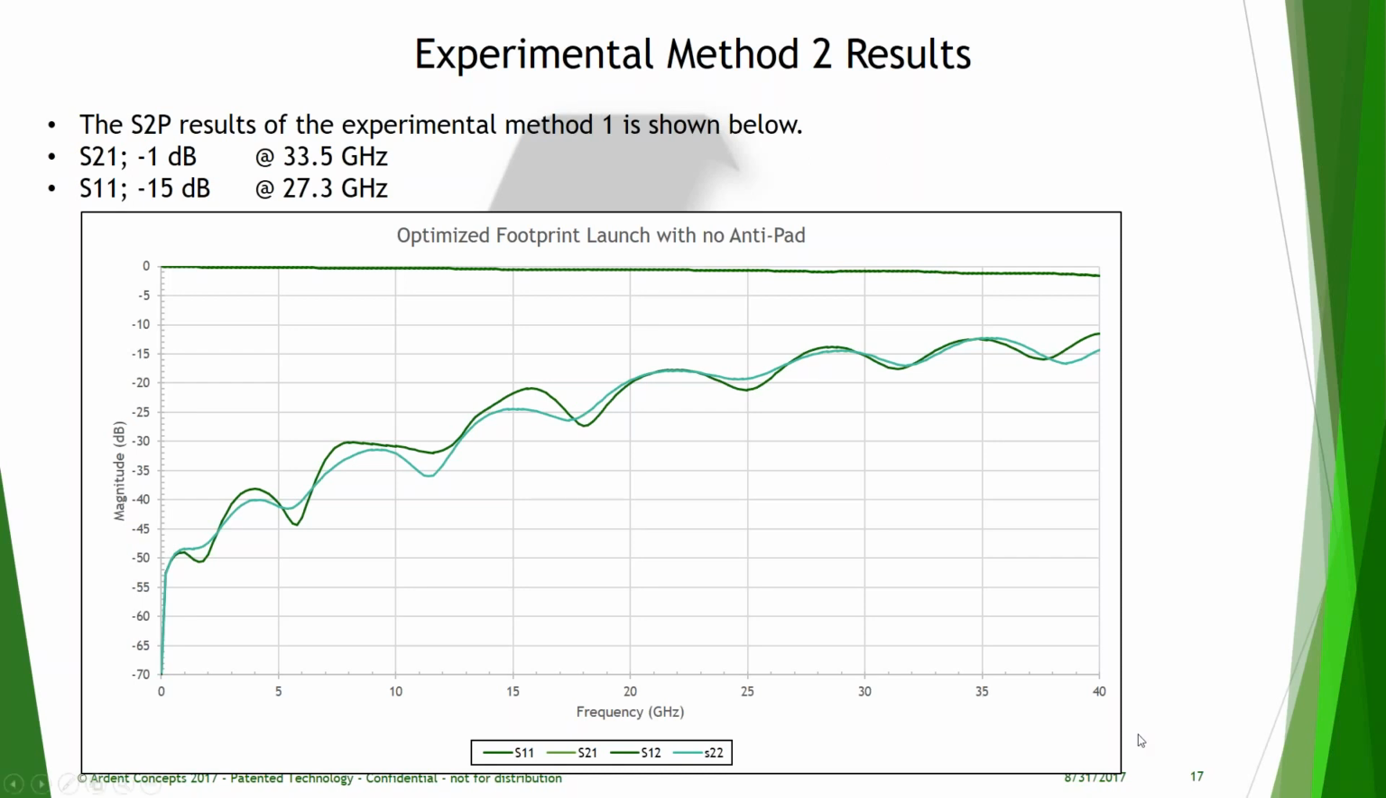So it is important to look at all your scattering parameters when you're doing optimizations and ensure that the one that you're looking for, or the one that's most important to you, performance is met.